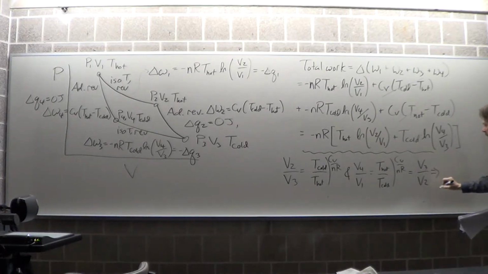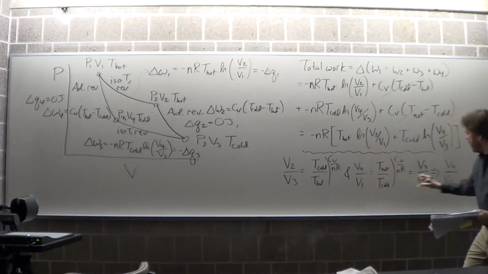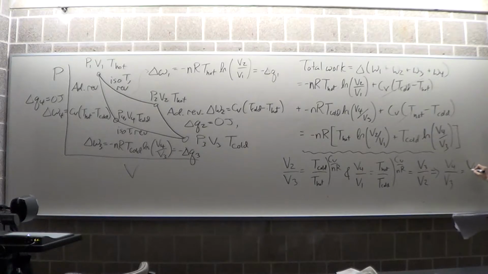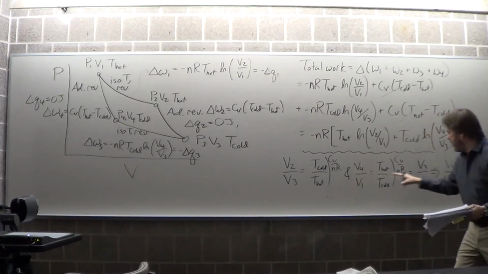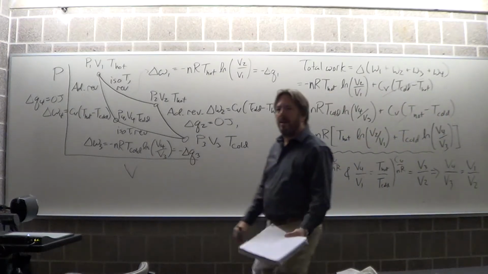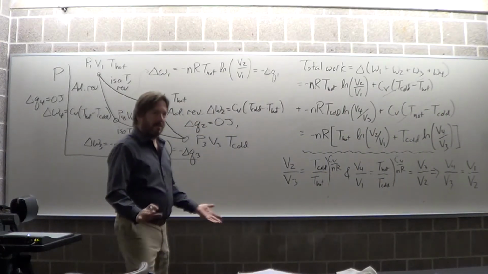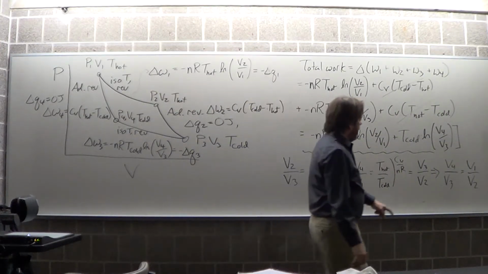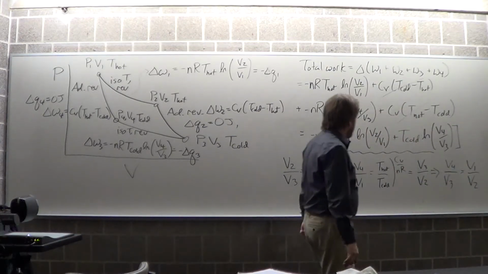Okay, therefore, V4 over V3. What I'm doing is I brought this down here, V4 over V3, so I just scooted this over here. Therefore I better scoot the V1 over to take V3's spot, and V2 is still where it's at. There we go. Algebra, just algebra. V4 over V3 is V1 over V2.